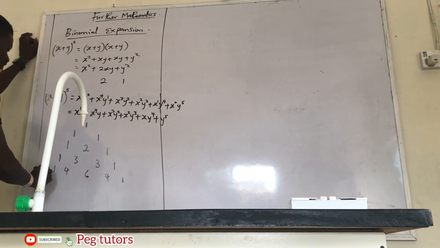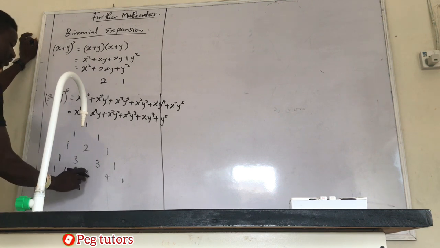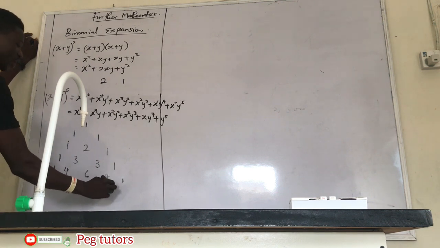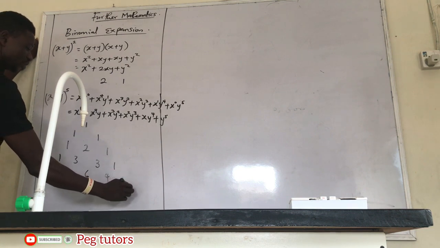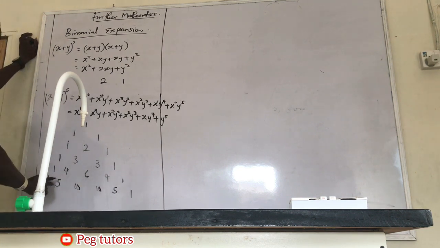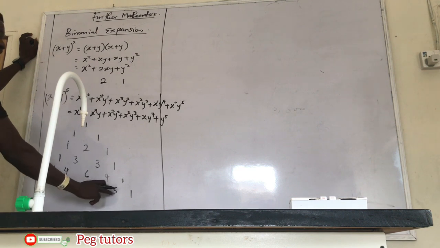Then 0 plus 1 again will give us 1. 1 plus 4 will give us 5. 5 plus 6 will give us 10. 6 plus 4 will give us 10. 4 plus 1 will give us 5. And 5 plus 0 will give us 1. Now, so you have 1, 5, 10, 10, 5, 1.